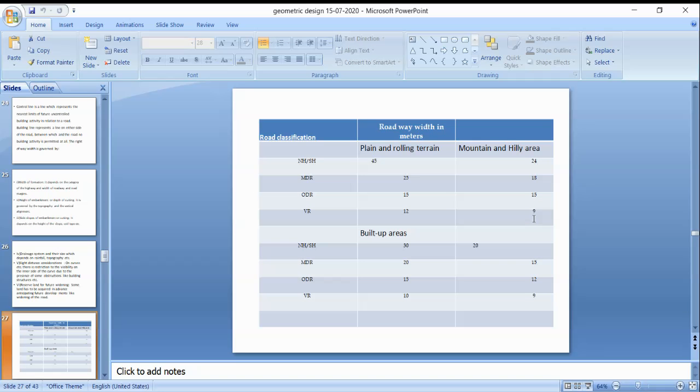Next, here we are seeing road buildings. Road buildings in the national highway.